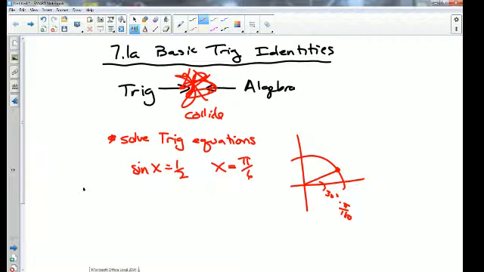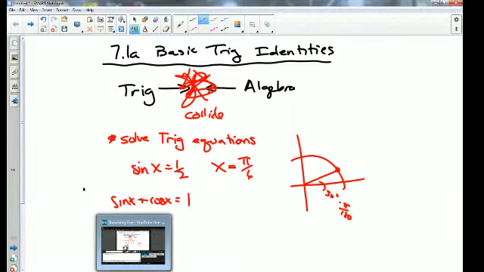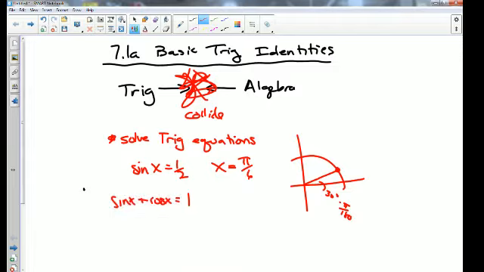That's a very basic version of what we're going to do, except that we're going to start solving equations like sine x plus cosine x equals 1. So this is where we're headed. More complicated trig equations. It's an algebra problem with trig in it. I don't want to do a lot of them.